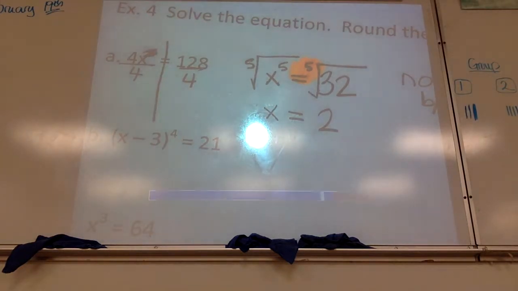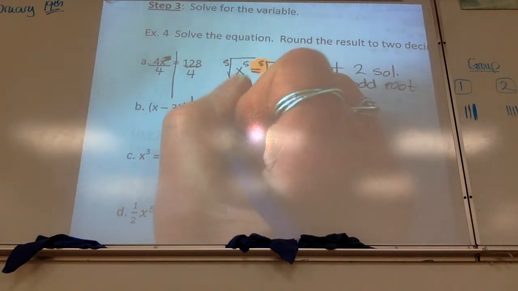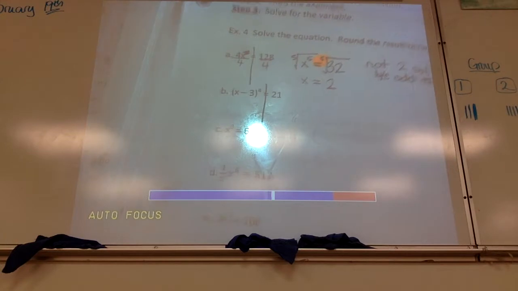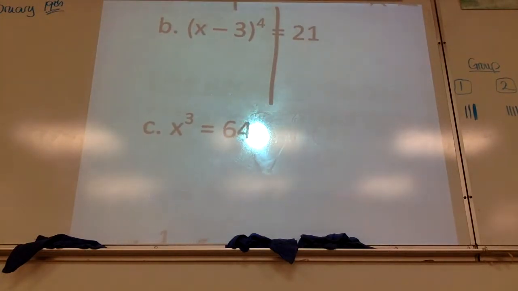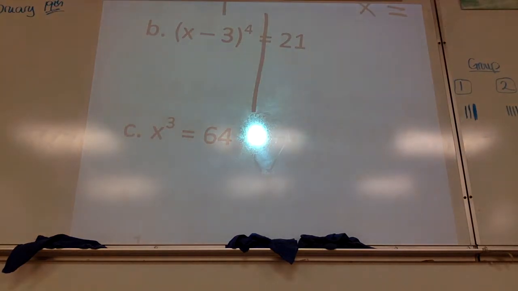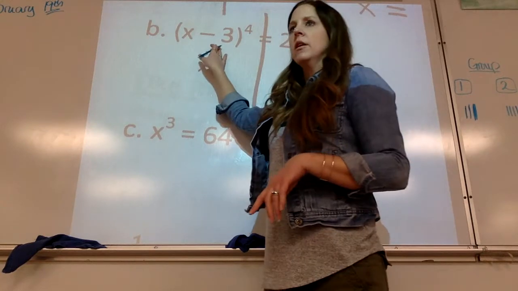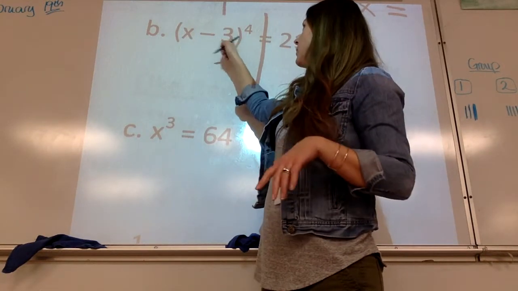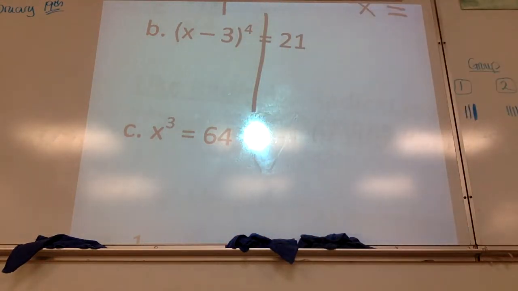Okay, I'm going to do one more with you. Letter B. Okay, this one I think is just in a different order, so worth looking at. I can or cannot add 3 to both sides for the very beginning of this question. Cannot. It's held in parentheses, so you cannot touch it. So how do I get the parentheses open? What do I do to get rid of the exponent of 4?